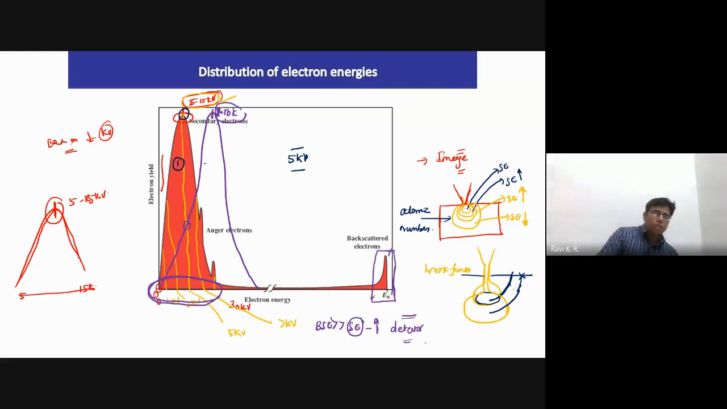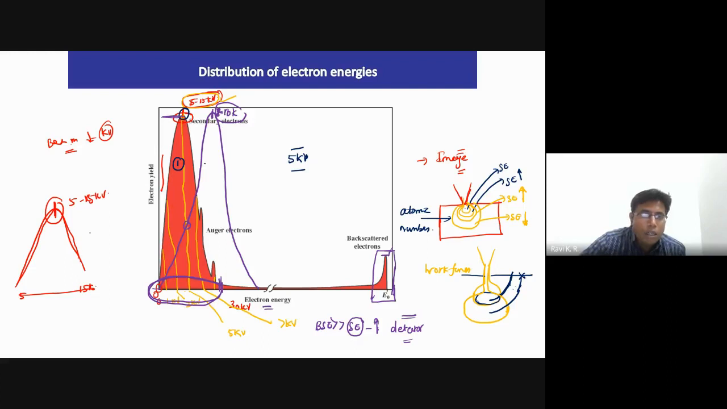This graph gives you two aspects. One is how the electron yield varies as a function of voltage, for secondary electrons and backscatter electrons. And in which electron energy range you get the maximum yield, which we are going to see. Another thing you can see here is this value, compare this value and this value.